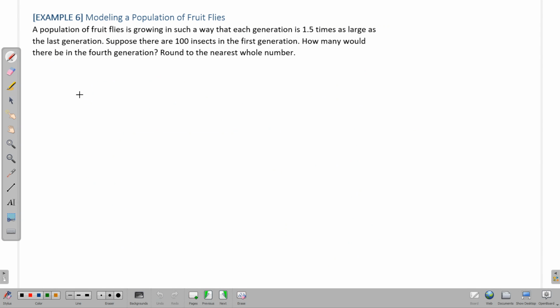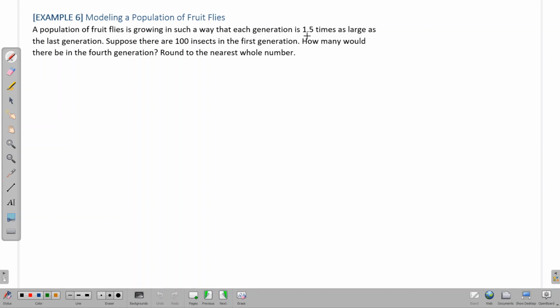Okay, another application problem. So this one says we have a population of fruit flies. They're growing in such a way that each generation is 1.5 times as large as the last generation. Suppose there are 100 insects in the first generation. How many would be in the 4th generation? Then it says round the final answer to the nearest whole number. We don't want a fraction of a fly there.